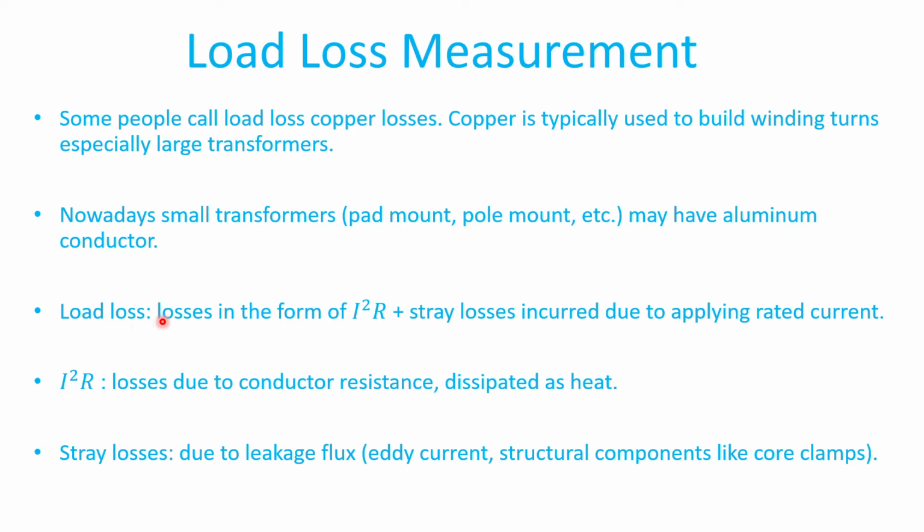Load loss or load losses are the losses in the form of I squared R plus stray losses incurred due to applying rated current. I squared R are the losses due to conductor resistance. So each conductor has a resistance, which causes heat, which gets dissipated in the transformer. Stray losses are the losses due to leakage flux, eddy currents, and structural components like core clamps.